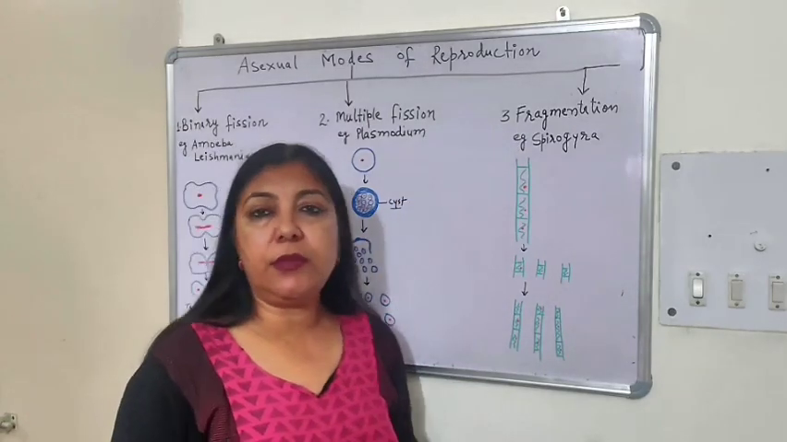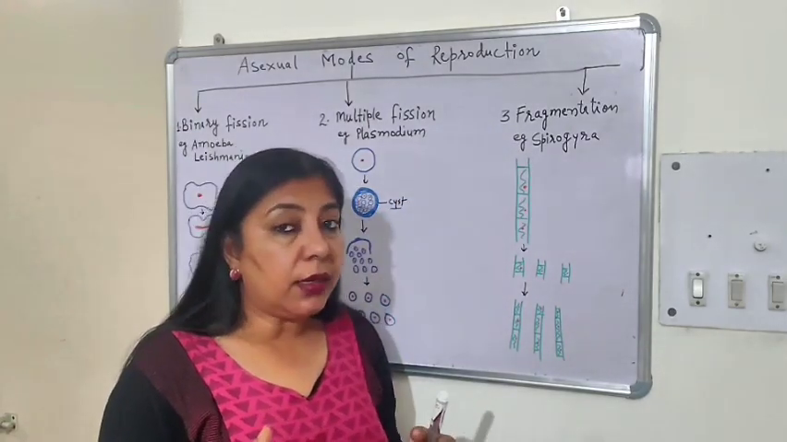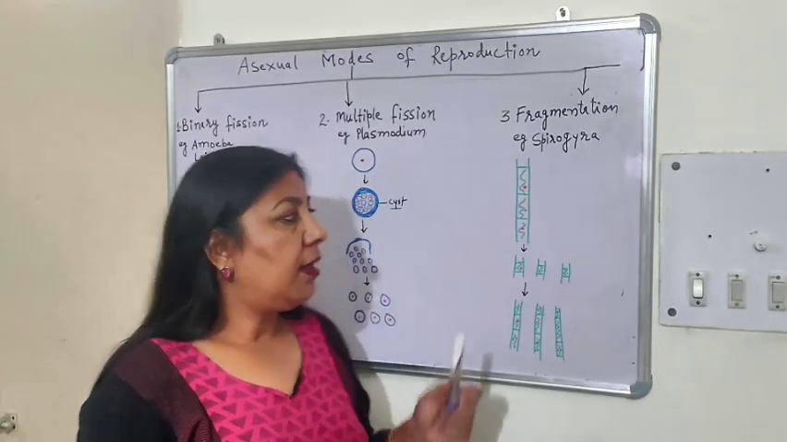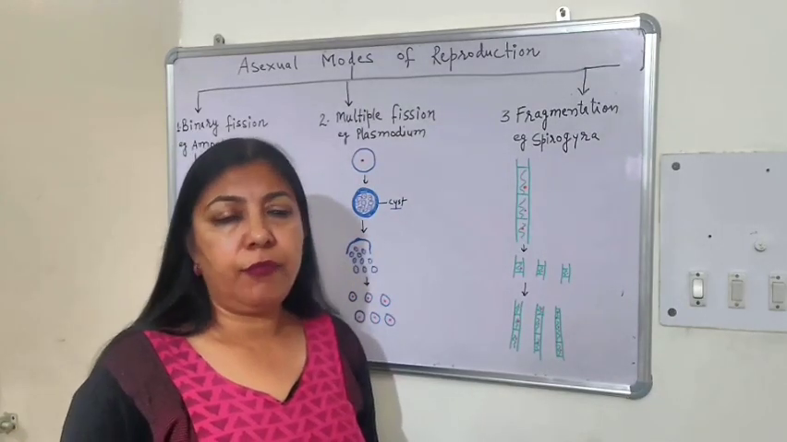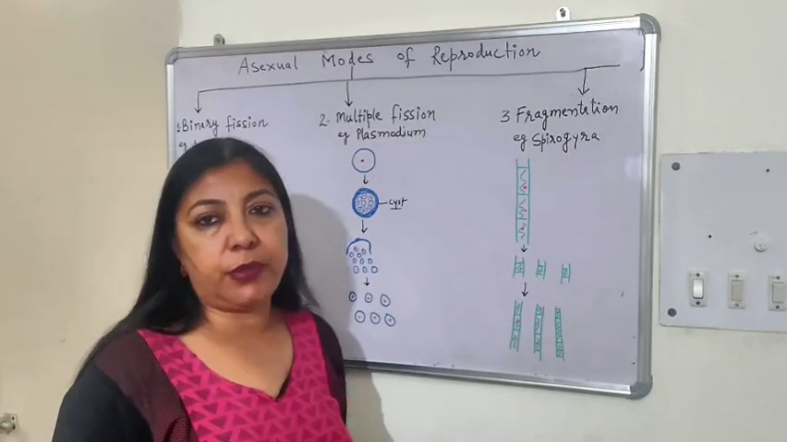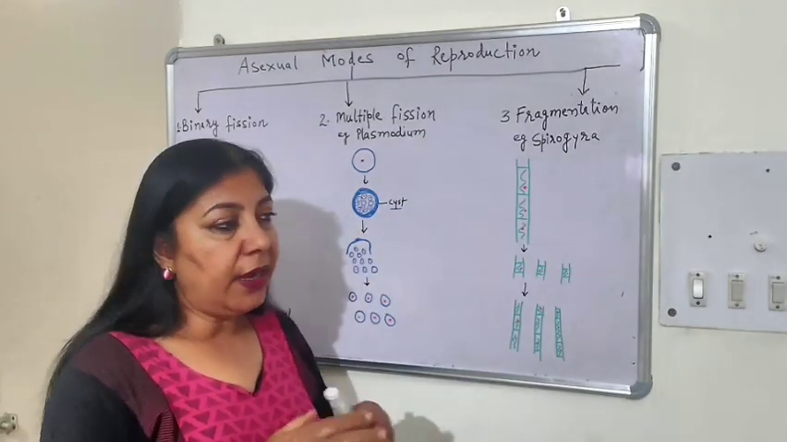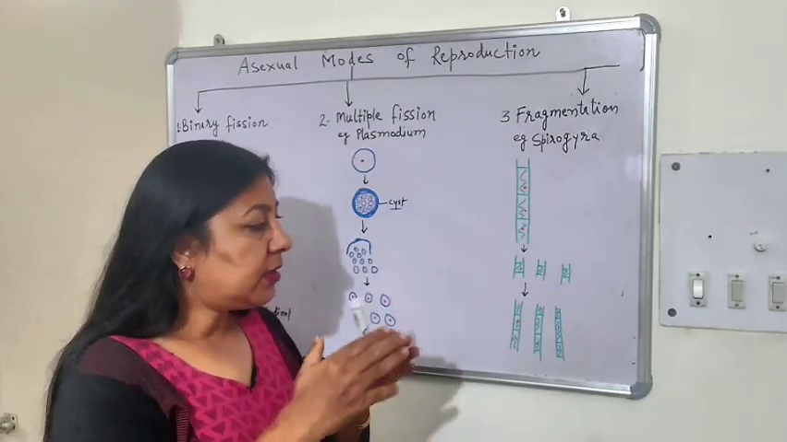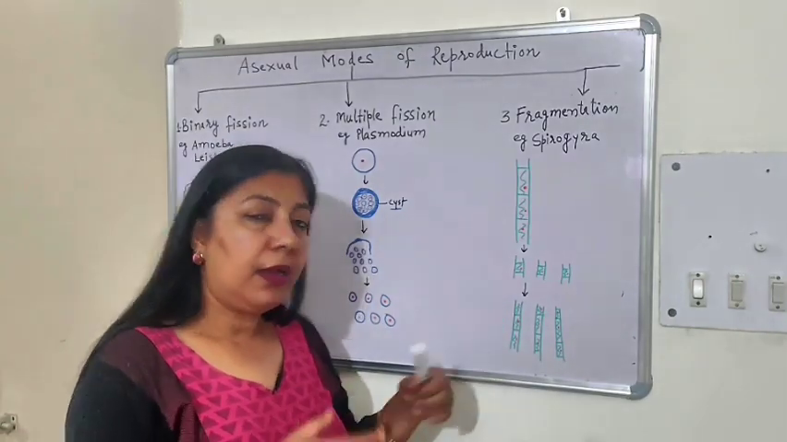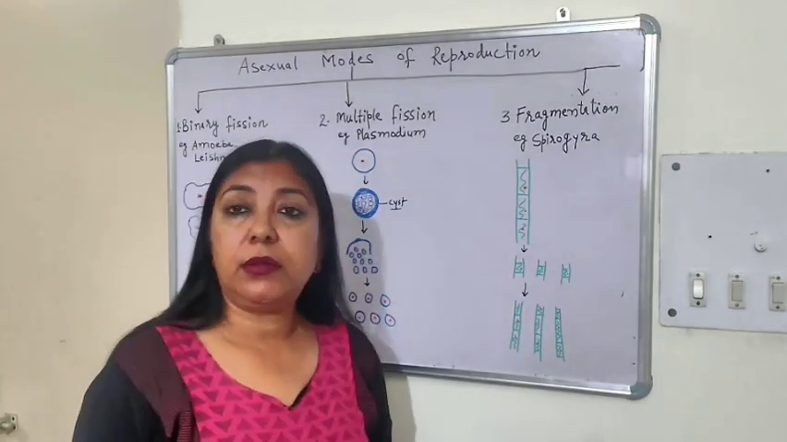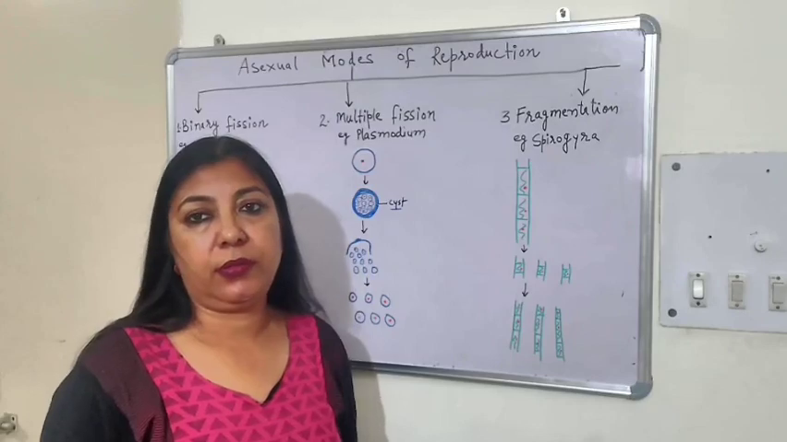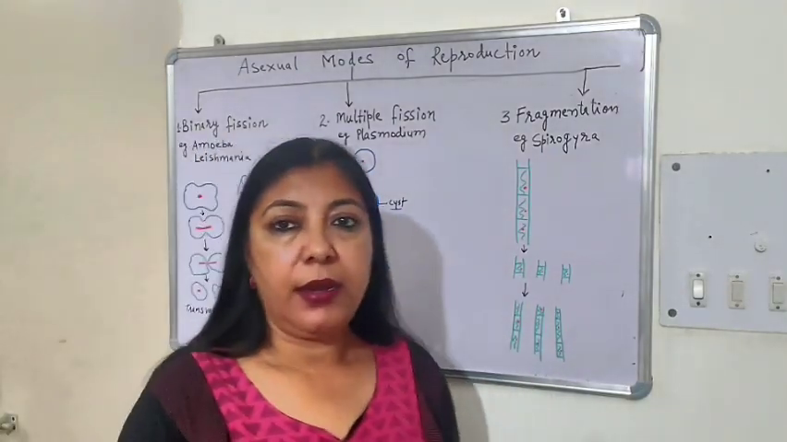Now, the third process is fragmentation, which occurs in multicellular but very simple organisms, like Spirogyra, which is very commonly found in ponds. This Spirogyra is a ribbon-shaped, filamentous structure. When it grows very long, it starts breaking into small fragments. And these fragments later on regain their original size. This process is called fragmentation. Okay, so these are the three processes.